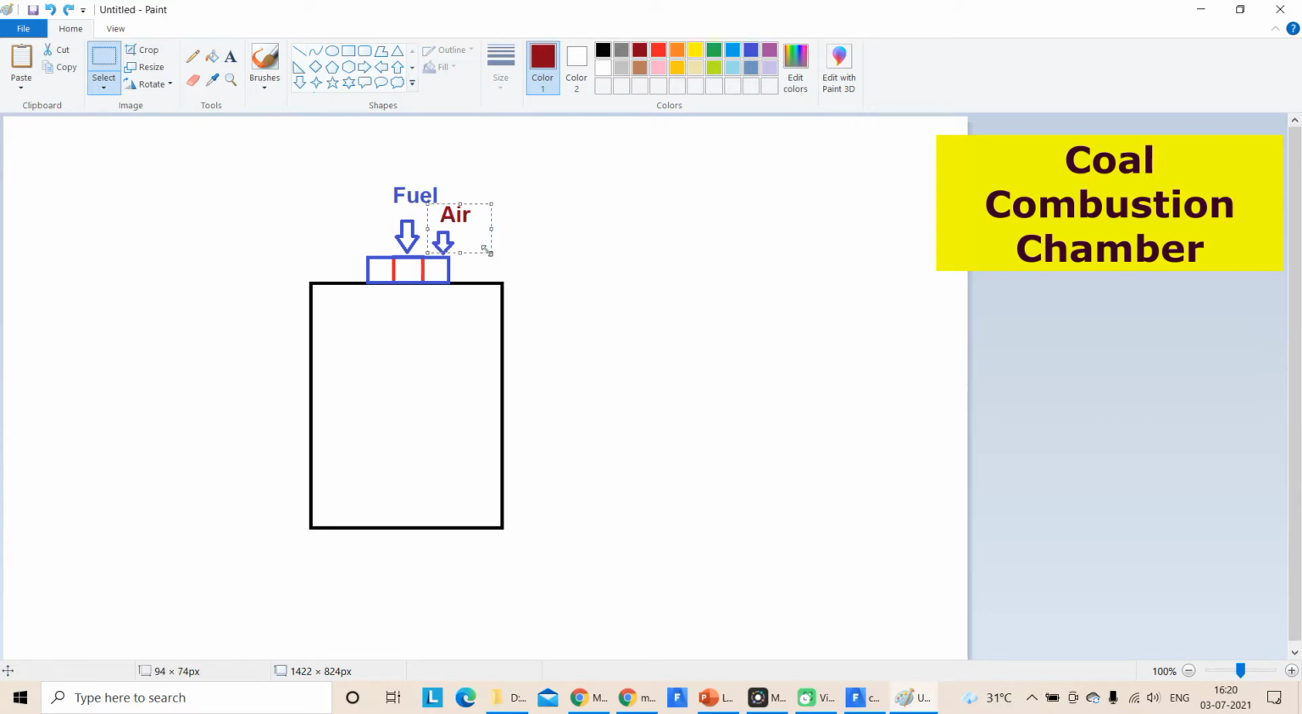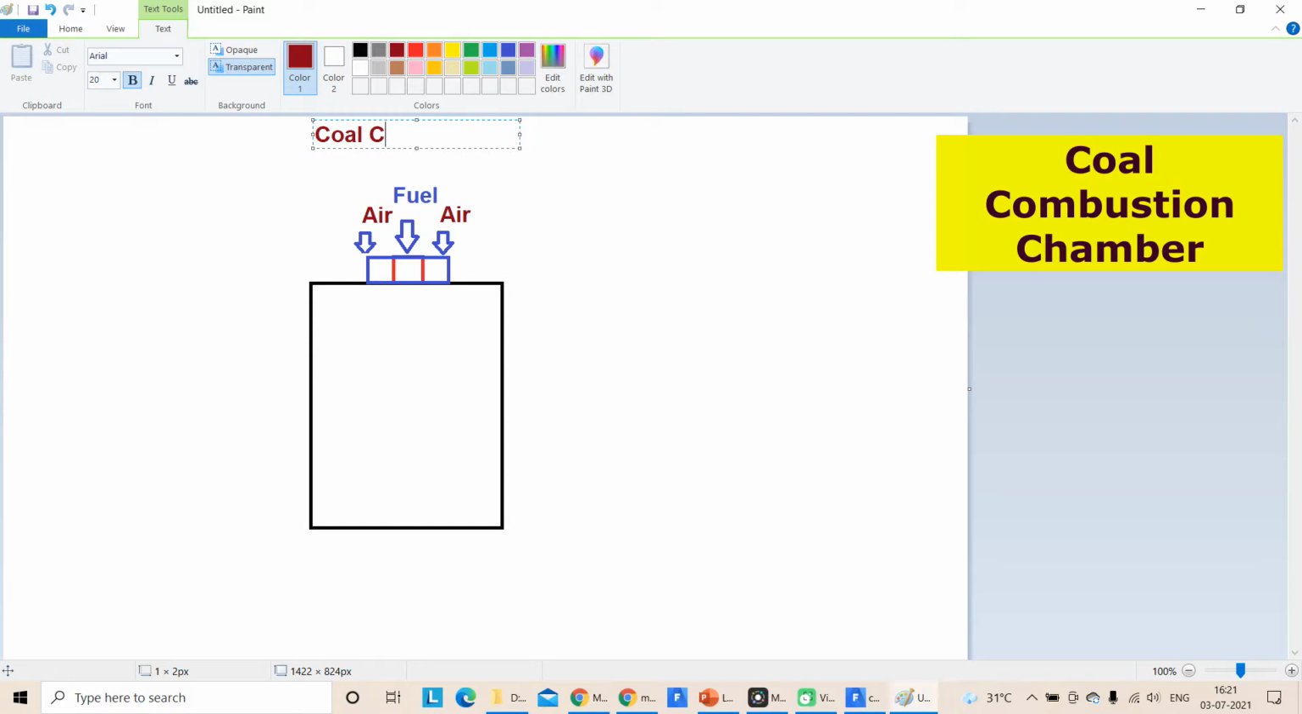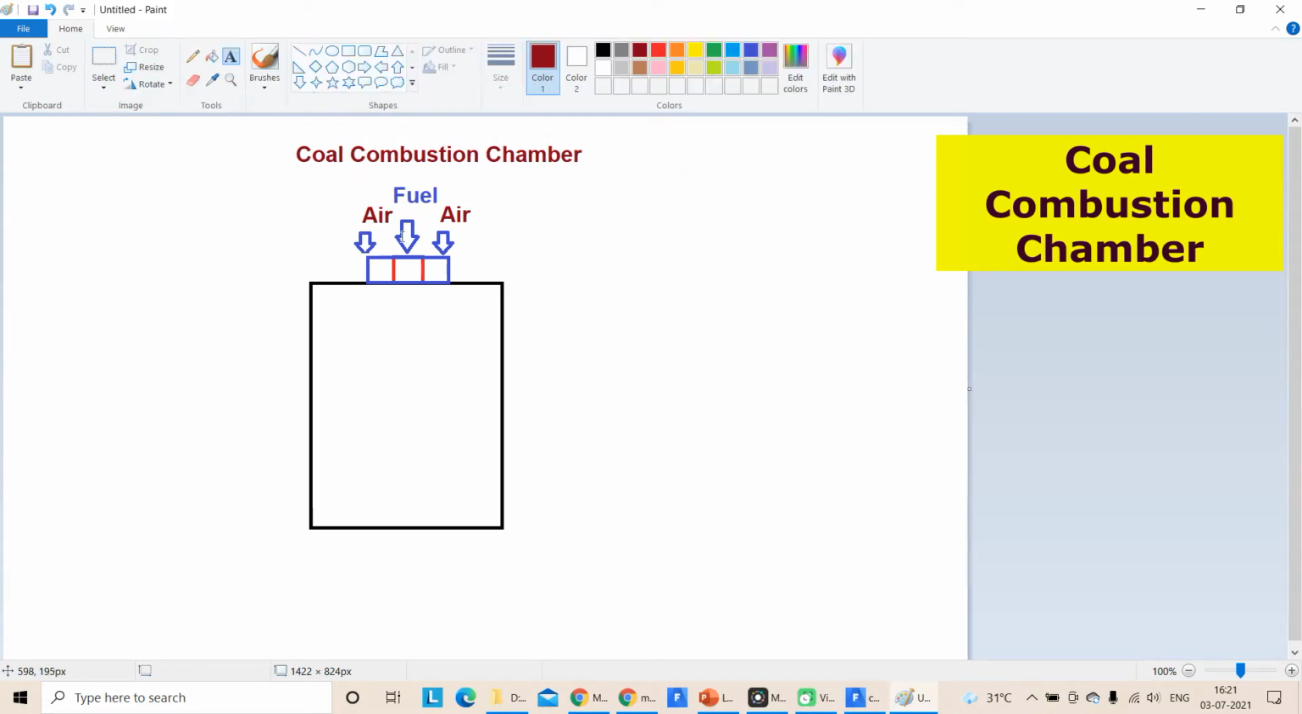Because I have considered the axis symmetric combustion chamber. This is a coal combustion chamber, and here fuel mixes, and here the flame is formed. And here the flame is formed, like here. It may be here the flame is formed.